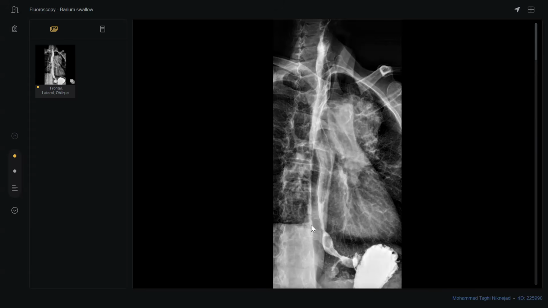So I can see that there are a few small filling defects just at the gastroesophageal junction. So I will confirm further to check the cause of this filling defect, whether this is just transient or permanent. So I need to look at the rest of the images again.